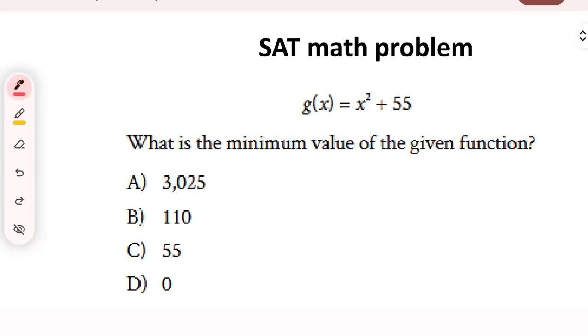Hello, so here we have another SAT math problem.